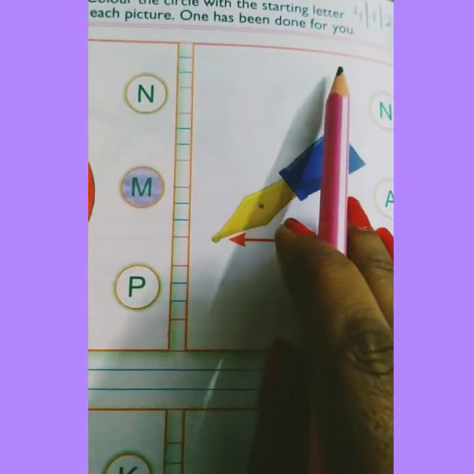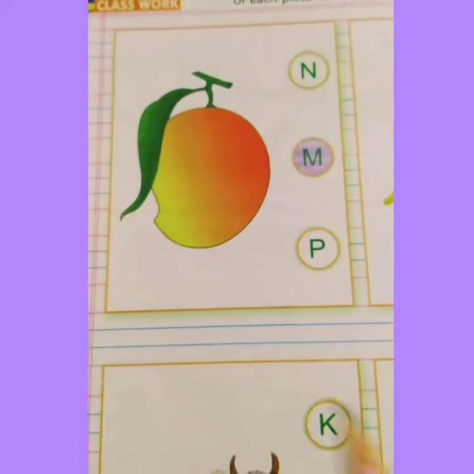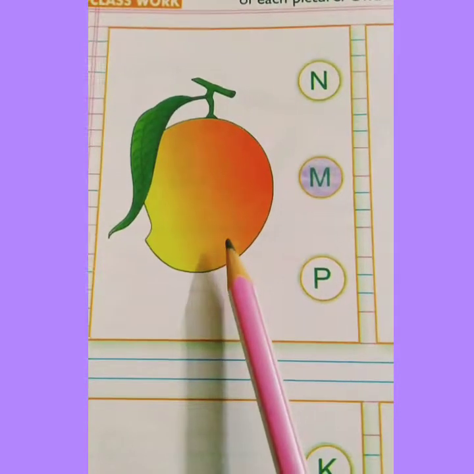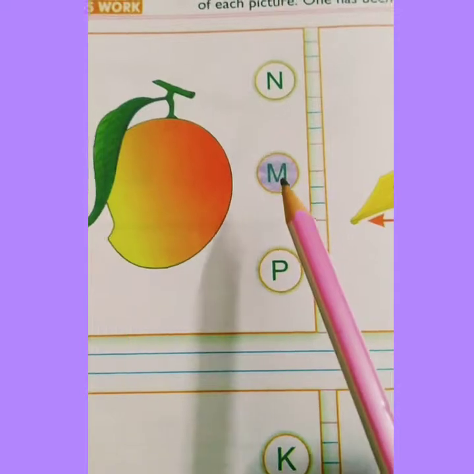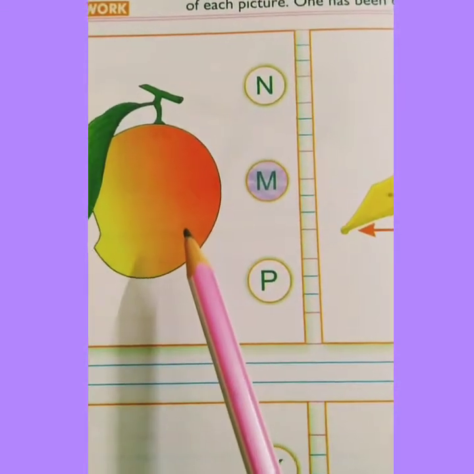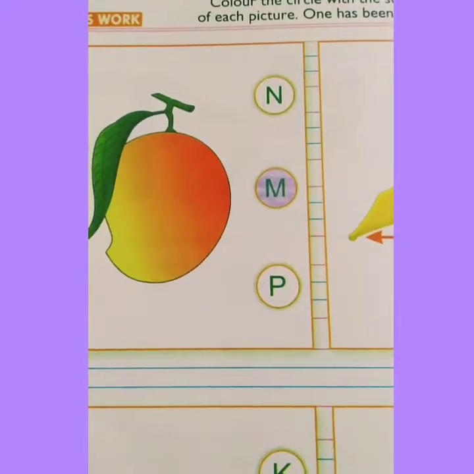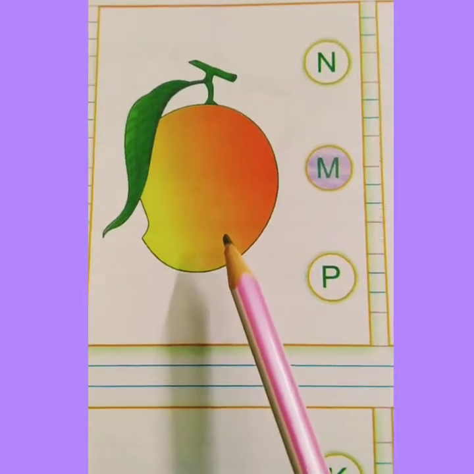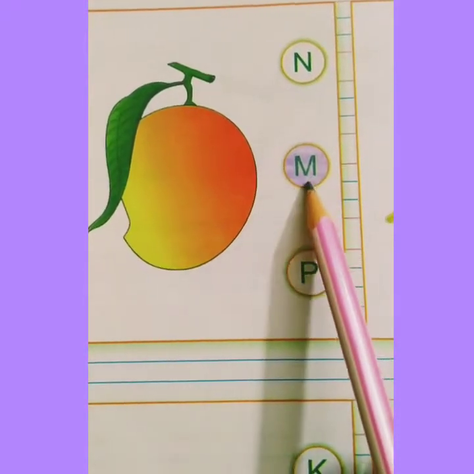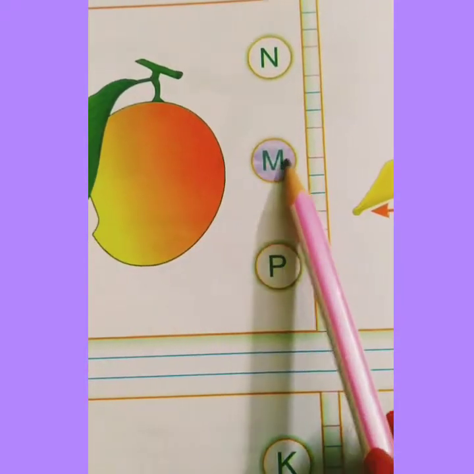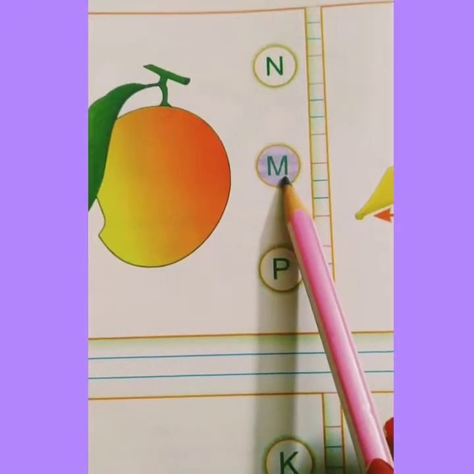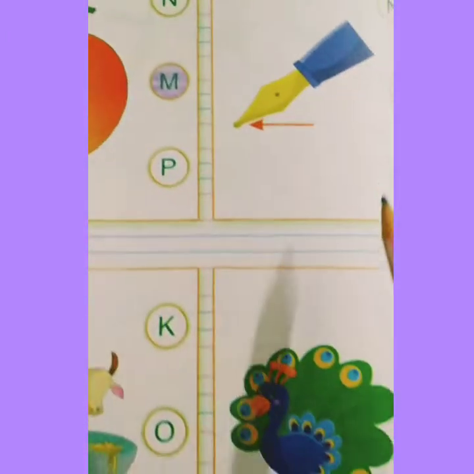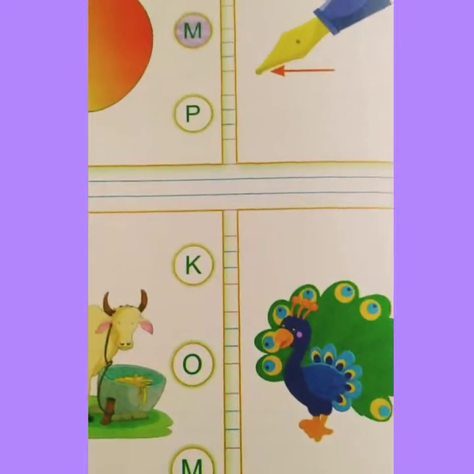One has been done for you. So what you have to do, kids, we have here one picture. Okay, so you have to identify this picture and you have to color the exact letter which the picture starts with. Okay, so like, what is this? This is M for mango. So what you have to do, you have to color the letter M. Okay, so one is already done for you. So like this you have to do all these pictures.